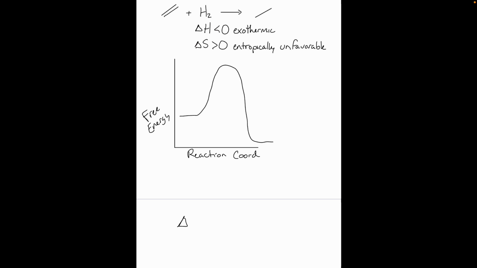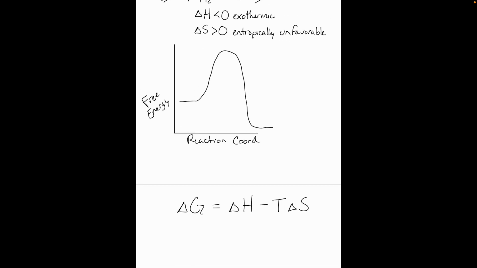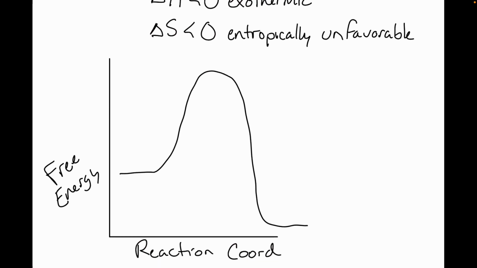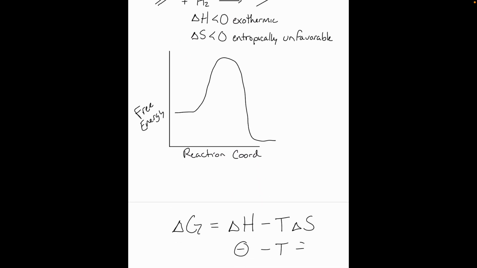Well, if we look at our equation for free energy here, we got delta H minus T delta S. Again, delta H is negative. Oh, I lied. I'm sorry. I messed that up. You can tell we haven't done thermodynamics. Delta S less than 0 is entropically unfavorable. My bad.